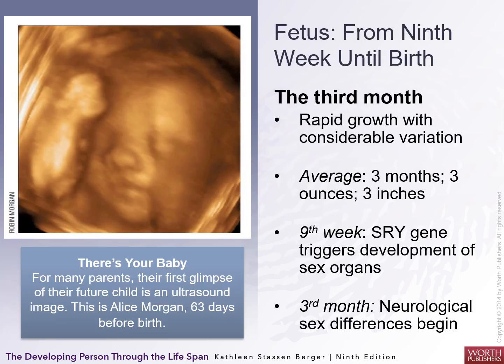Fetus from the 9th week till birth, the imaging is absolutely amazing. During the 3rd month, there is rapid growth with considerable variation. On average, at 3 months, they weigh about 3 ounces and are about 3 inches long. By the 9th week, the SRY gene triggers development of the sex organs, and by the 3rd month, neurological sex differences begin.